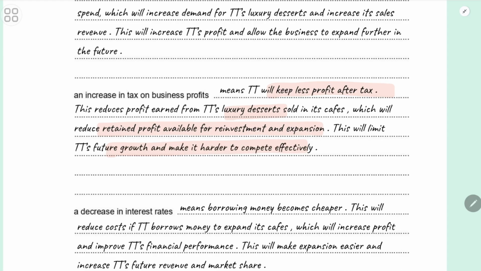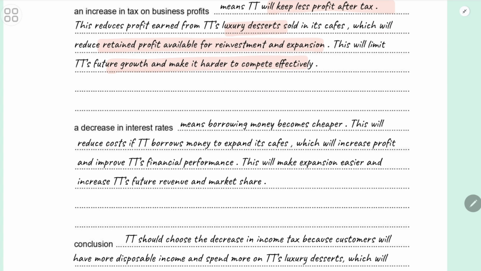A decrease in interest rates means borrowing money becomes cheaper. This will reduce costs if TT borrows money to expand its cafes, which will increase profit and improve TT's financial performance. This will make expansion easier and increase TT's future revenue and market share. If we look at this paragraph, we can see clearly knowledge, application, and logical development of impact, which means level 2. And now let's look at the conclusion.